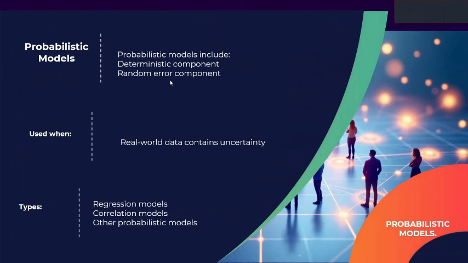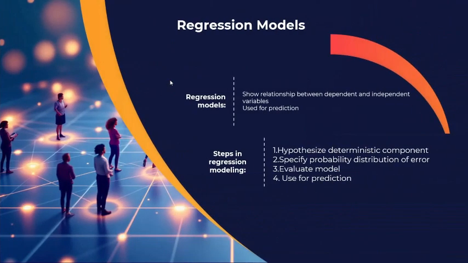Now let's look at what we call probabilistic models. In this case, probabilistic models include a deterministic component and a random error component. So when do we use them? We use them on real world data which contains uncertainties. What are the types of probabilistic models? We have regression models, we have correlation models, and other probabilistic models. The list goes on.